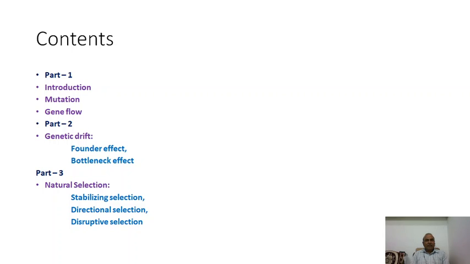The contents of earlier lessons were mutations and gene flow in the first part, and in the second part we discussed genetic drift with the subheadings founder effect and bottleneck effect. Today we are going to discuss natural selection with the subheadings stabilizing selection, directional selection, and disruptive selection. Let us get started.